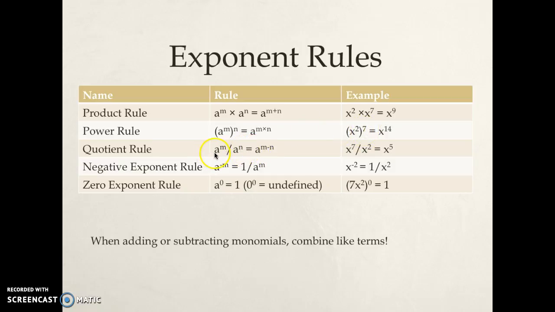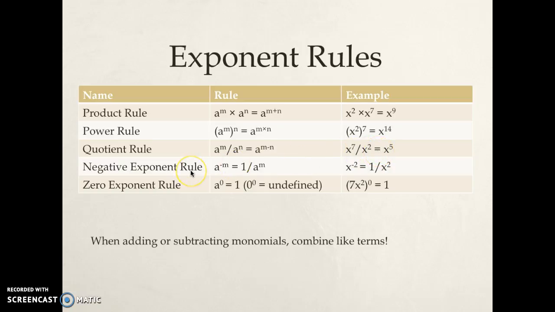Quotient rule. When we take a to the mth power divided by a to the nth power, we are really just subtracting the m and n. So we're saying a to the m minus n power. So if we have x to the 7th power divided by x squared, we have x to the 5th power.